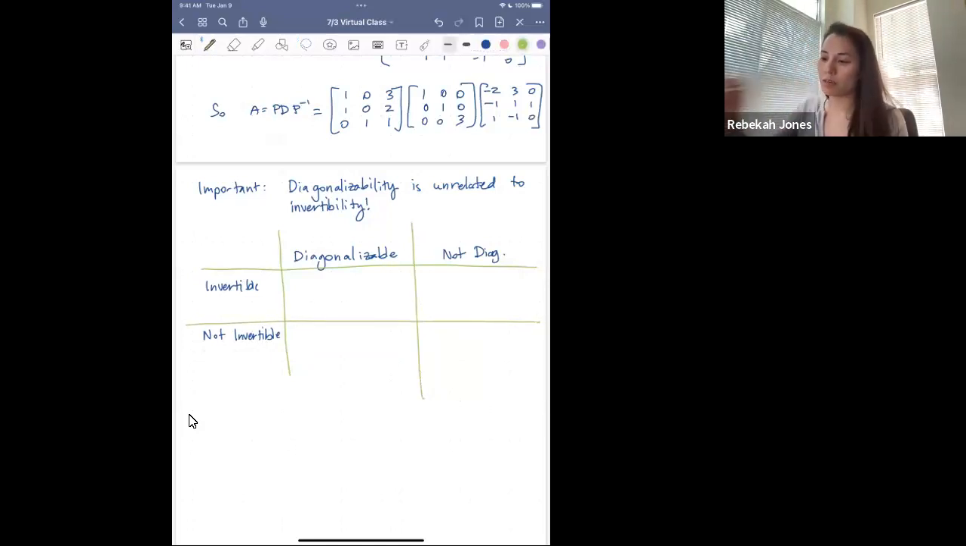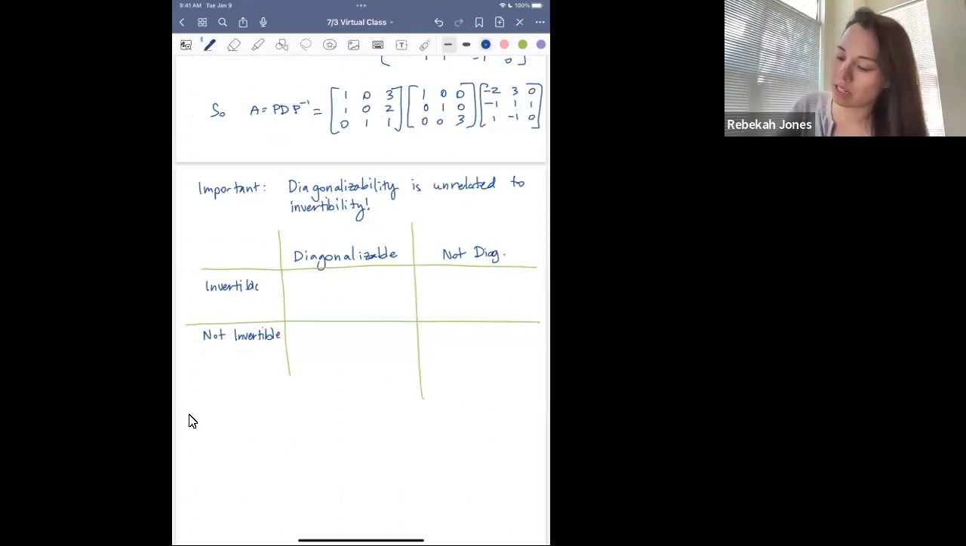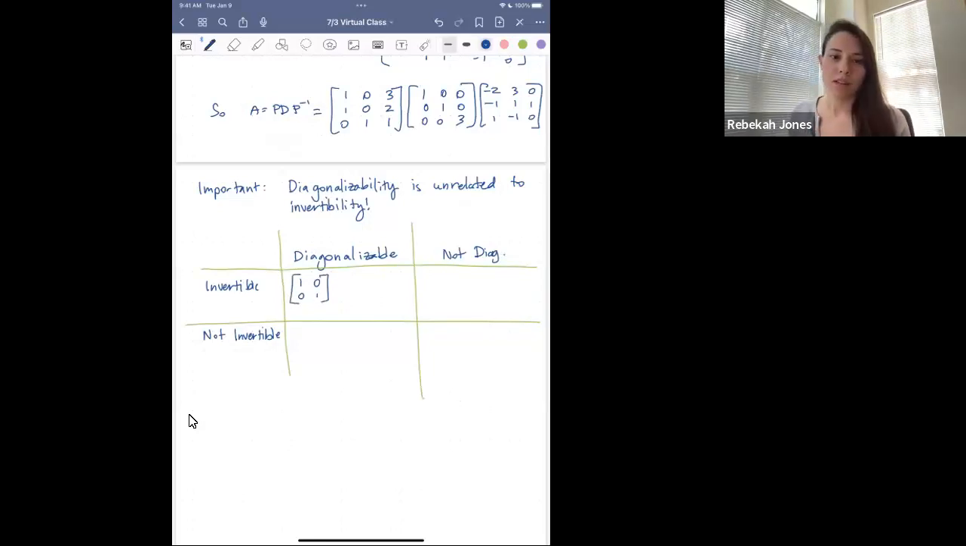So for an example, we'll stick with 2 by 2 because they're a little bit easier to tell. An example of a 2 by 2 matrix that is both diagonalizable and invertible is just the identity, right? Which clearly is invertible. I guess we could say the determinant does not equal 0, so it's invertible. And also it's already diagonal, so definitely diagonalizable, right?